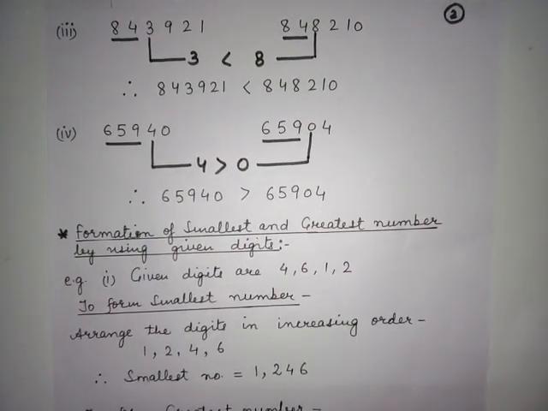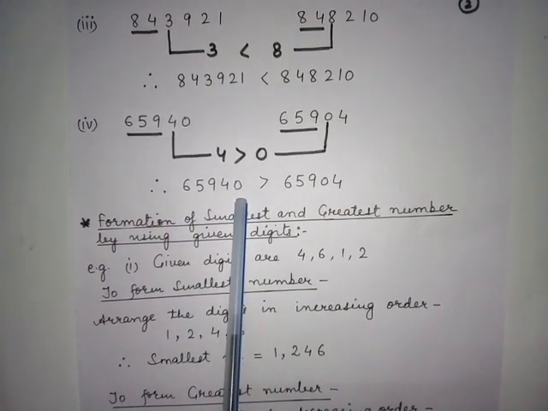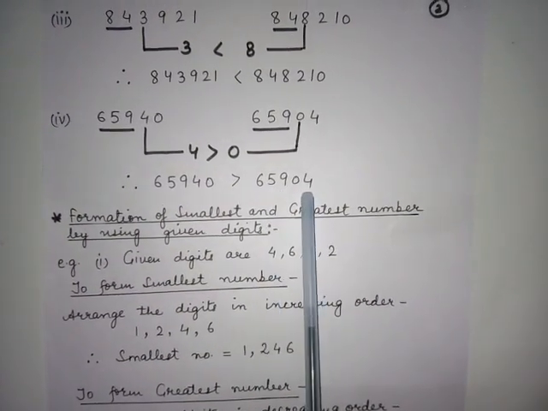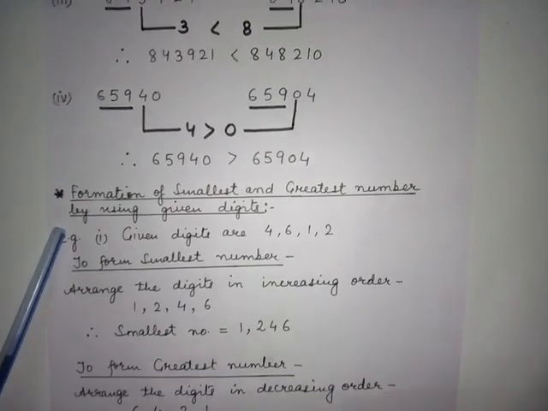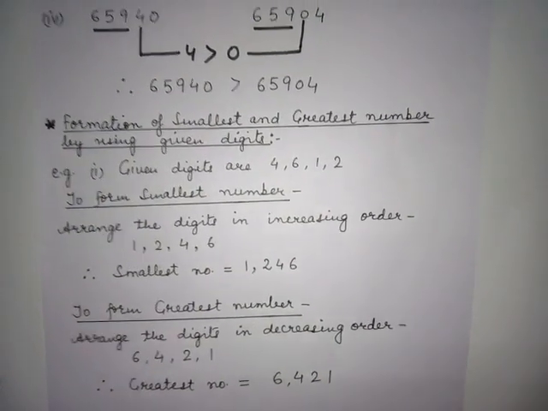So which is greater? 4 is greater. So therefore, 65,940 is greater than 65,904. Now we will move on to the next topic, formation of smallest and greatest number by using given digits.